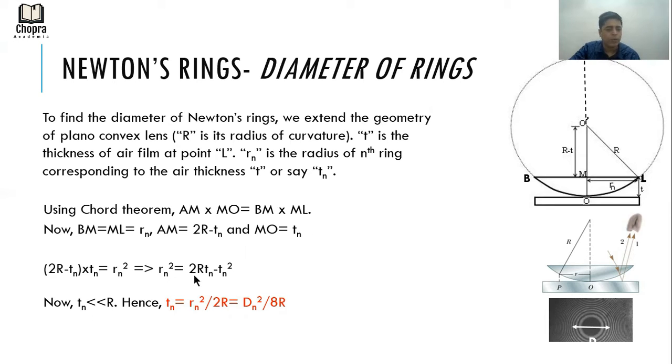So it is very safe to say that Tn is far less than R, the radius of curvature. If Tn is far less than R, then I can safely assume Tn square to be 0 as compared to 2R and 2R Tn. So if I remove Tn square, I have Tn equal to Rn square by 2R, or Dn square by 8R, where D is the diameter of the ring. See here, see the diagram.